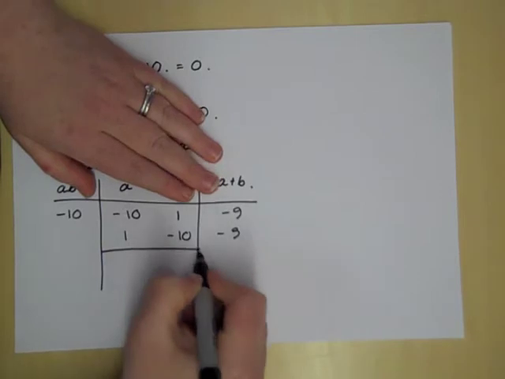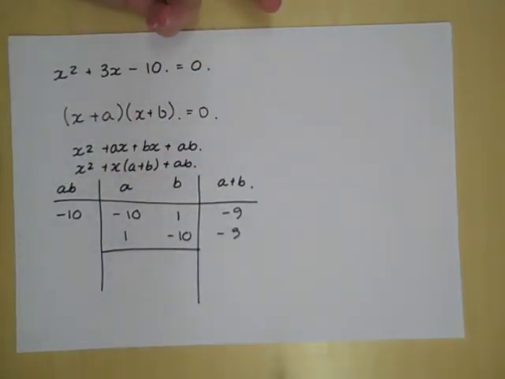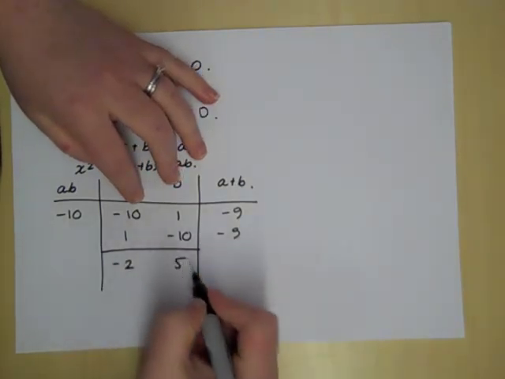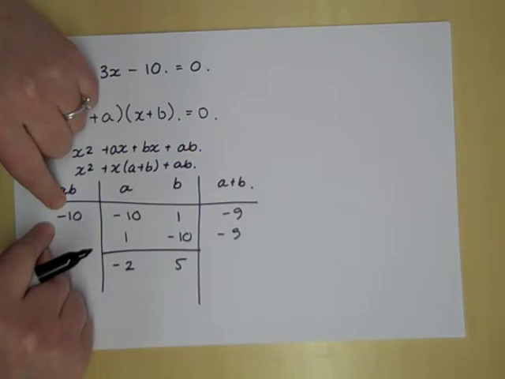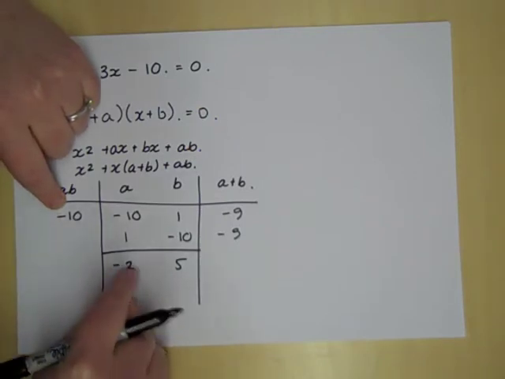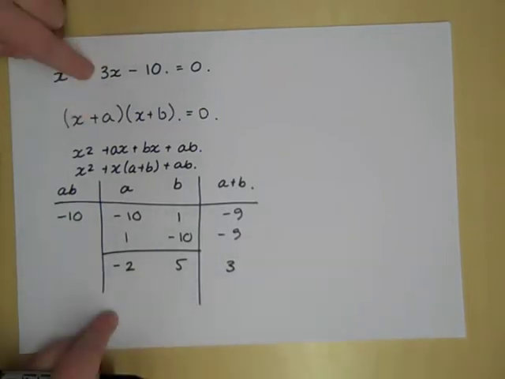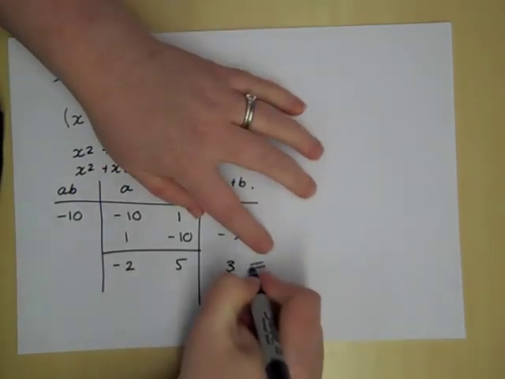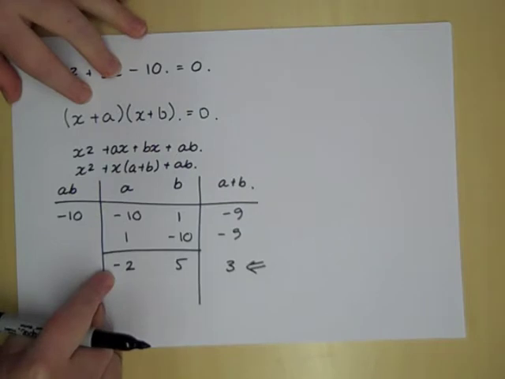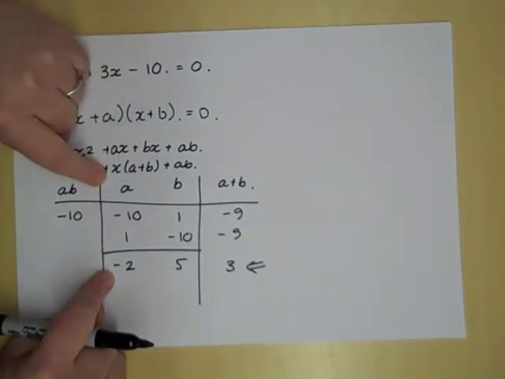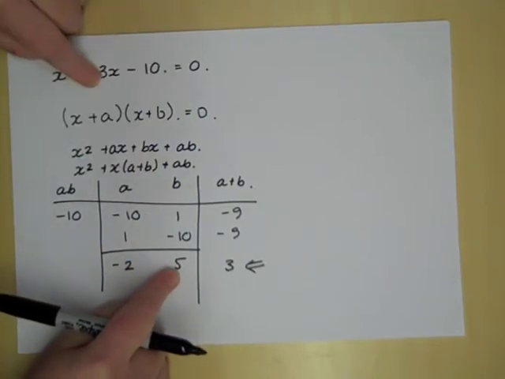If I try a different pair though, the next one I think of is 2 and 5. So how about minus 2 and 5? Together, they multiply together to make minus 10. But when I add them up, I end up with 3. And so I want 3, so that's it. I don't need to do any more. I've hit the one I want. So I know that A is equal to minus 2 and B is equal to 5.